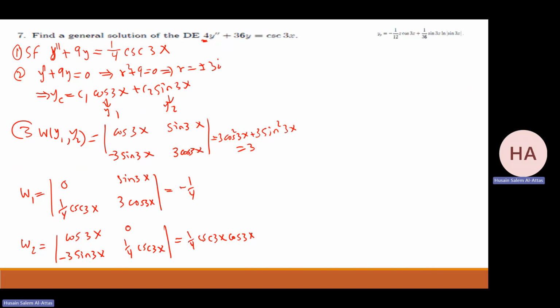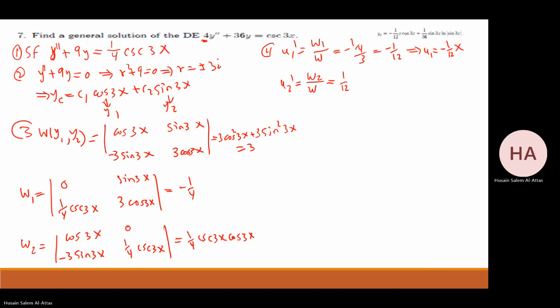Okay. Now, fourth step. U1 prime. That will be W1 over W. What is W1? Minus 1 over 4 over 3. That is minus 1 over 12. So what is U1? Minus 1 over 12x. Easy one. U2 prime. That would be W2 over W. That is what? 1 over 12 cosine 3x over sine 3x.